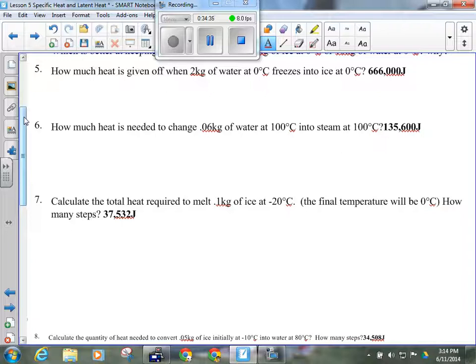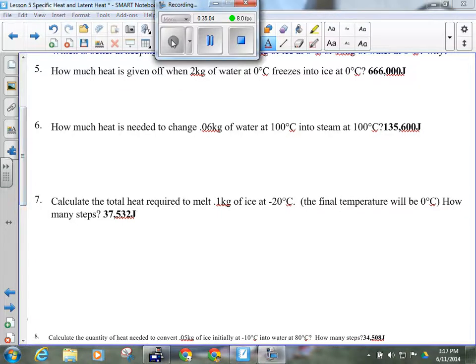I guarantee you there will be a latent heat problem on your unit exam, and it will be worth between 6 and 8 marks. These are 6 to 8 fairly easy marks because you don't have to do any manipulating. All you have to do is remember that ice melts at 0 and water boils at 100, and what formula to use. You don't even have to remember the formulas, the formulas are on your sheet. You just need to know when to use them.